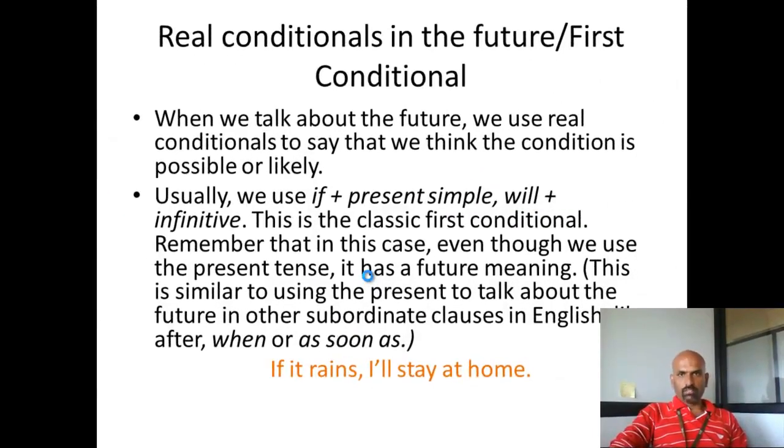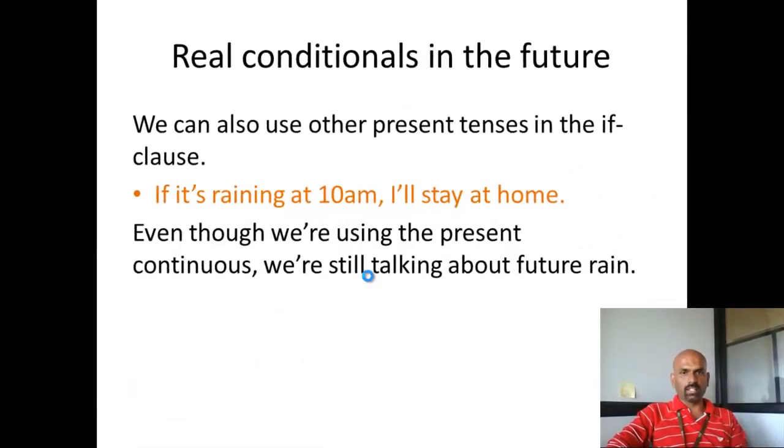And real conditions in the future. That's the first condition we talked about. What are the other ways? It rains. If it rains, I'll stay at home. It's a normal rule which you know very well. But we'll go to the other complicated thing.